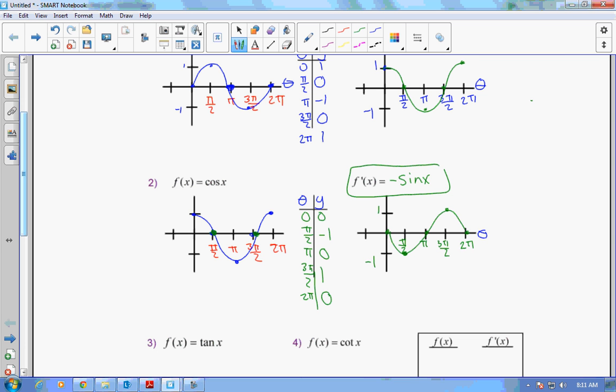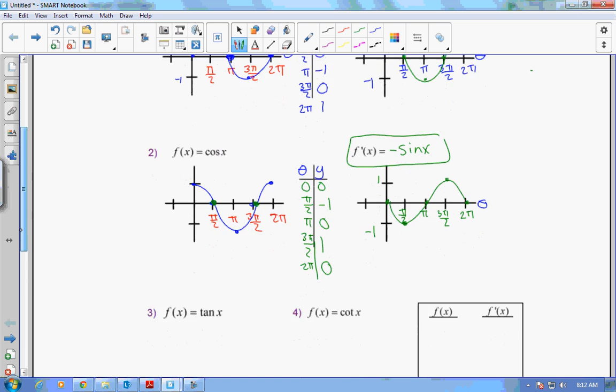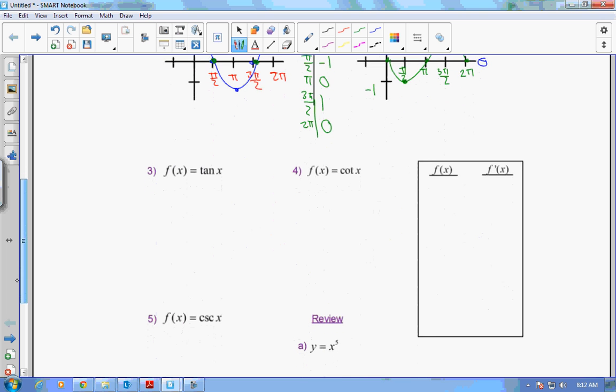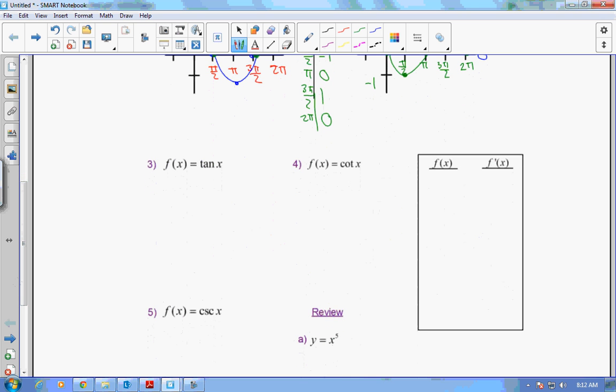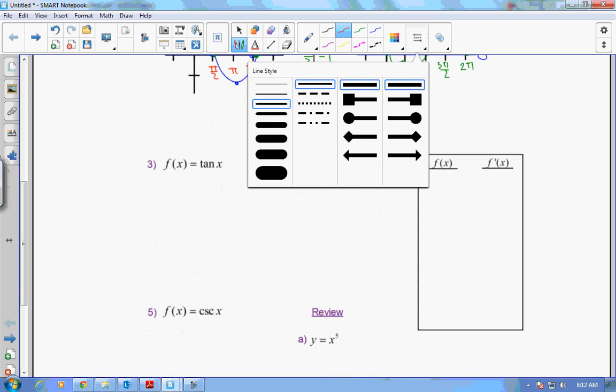Now for new ones. It's not as easy to do the graphs for a tangent because you wouldn't recognize the graph when we get it. We could do it, but you'd be like, I don't know what function that is. So we're going to do it algebraically instead, using our trig identities. Okay?